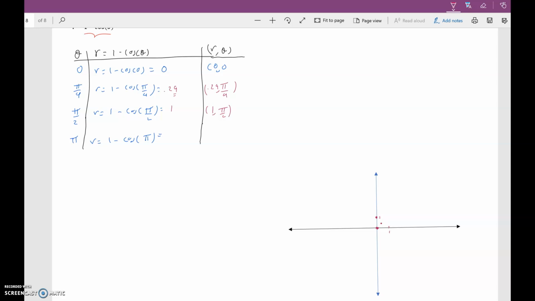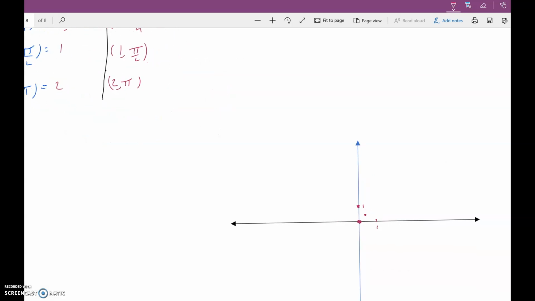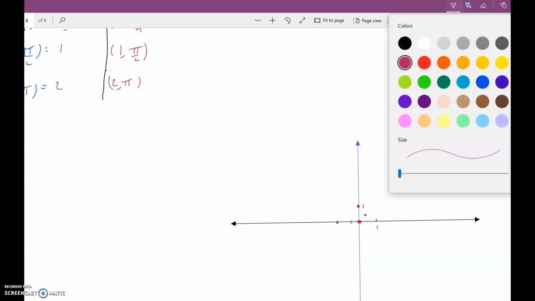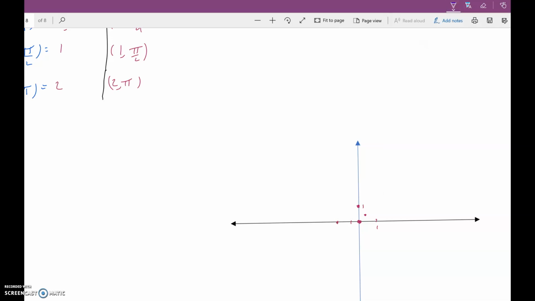That's going to give us a negative 1, so this will be just 2. Let me confirm it. So we're looking at 2 comma pi. So technically this is going to be 1, that's going to be 2. And let me just put the coordinate points with a different color. So we're looking at this one here, that one there, there, and there.